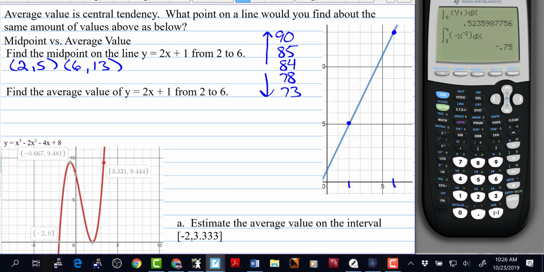And you find the y value of the midpoint, well, let's get the whole thing. It would be 2 plus 6 divided by 2, comma 5 plus 13 divided by 2. So the midpoint is 8 divided by 2 is 4. 5 plus 13 is 18 over 2 is 9. The midpoint has to be 4, 9. 4, 9 right there.